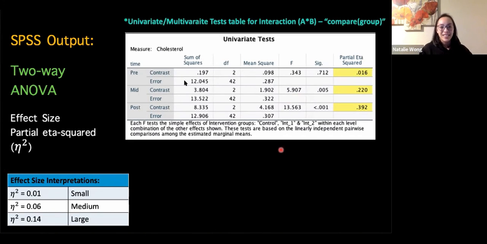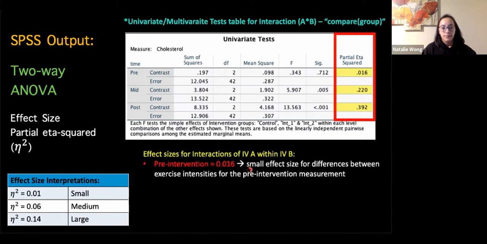So in this univariate table, I pulled this out from underneath the pairwise comparisons table that was looking at the differences between our exercise programs within each of the time points. Okay, so each of these effect sizes is representing the differences between exercise groups within the pre, the mid, and the post measurements. So, there we go. For the pre-intervention, this would be considered a small effect size because it's kind of close to 0.01.